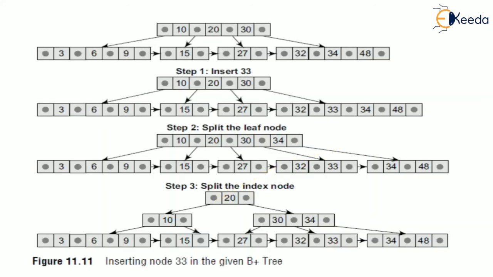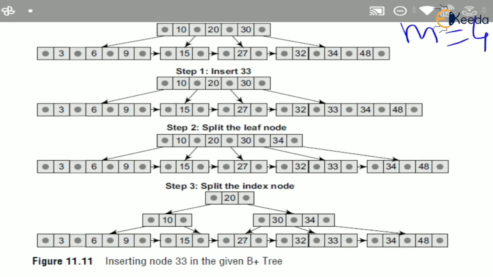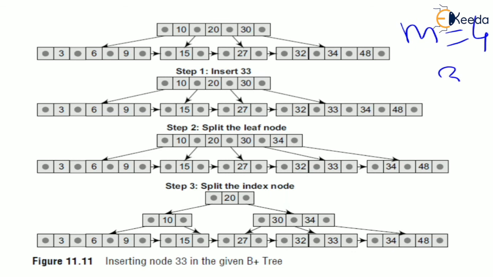So here we are considering one example. With the help of this, you can understand what a B tree is in detail and how to insert data in a B tree. We are following the same rule: if the order of the tree is 4, we have to insert only m minus 1 keys. So here we are taking a figure consisting of a B plus tree of order 4. So here m is equal to 4, so keys is equal to 3. We are inserting possibly only 3 keys per node.